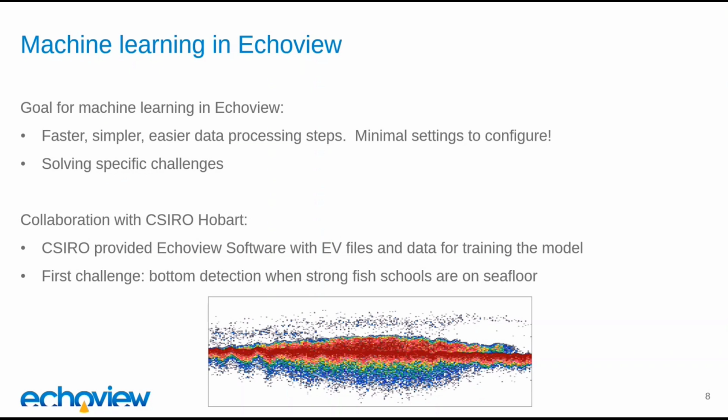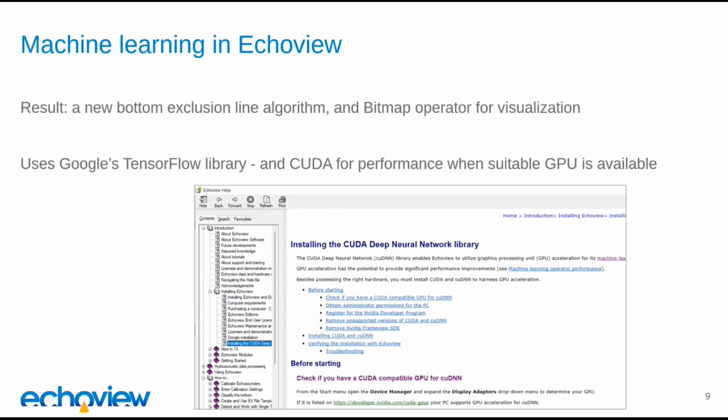And in particular, where there are strong fish schools sitting on the seafloor, like you can see in this little echogram snippet here, there would be manual editing required to get the bottom line in the correct position, just because those schools are so strong. And I'll go and demonstrate this with you in a little more detail shortly. Before I get into that, what we've created in EcoView is a new line algorithm to detect automatically a bottom exclusion line. And we've also got a bitmap operator for visualization purposes. It's all pretty early days and experimental, but we're really happy with how it's going.